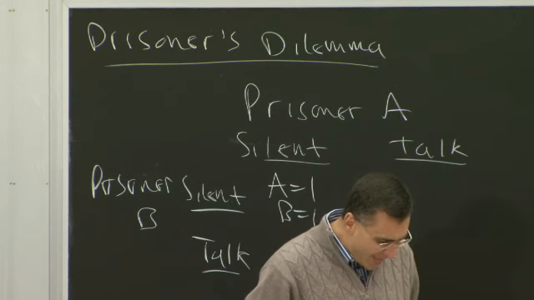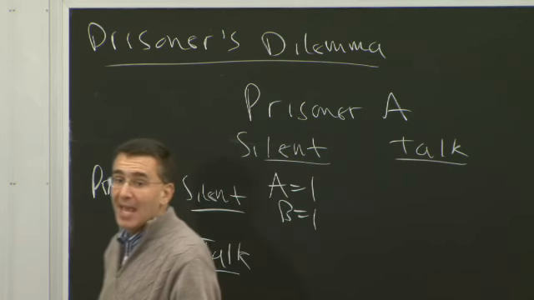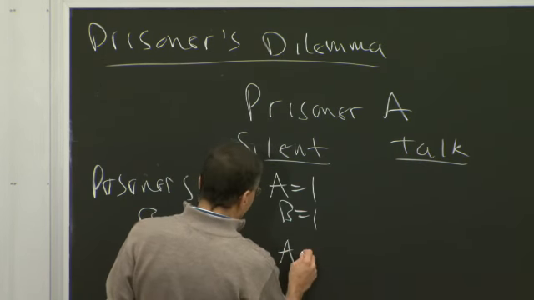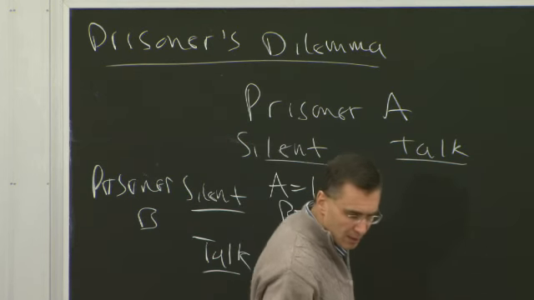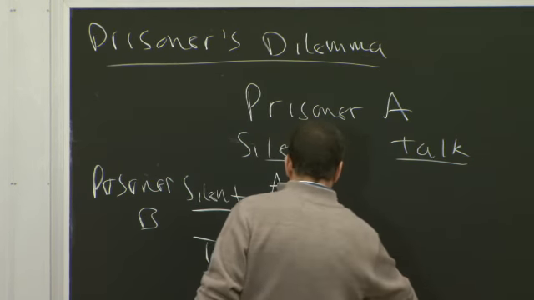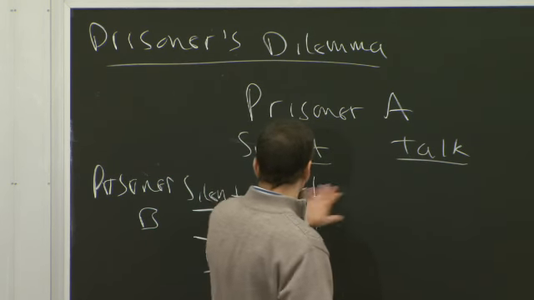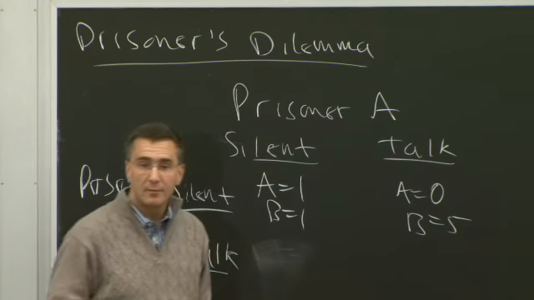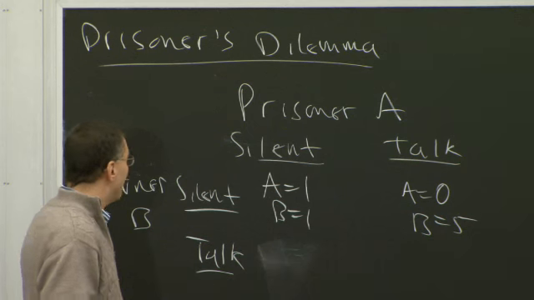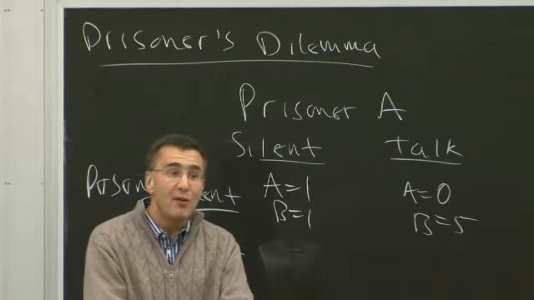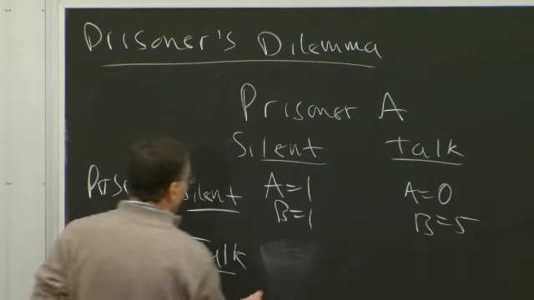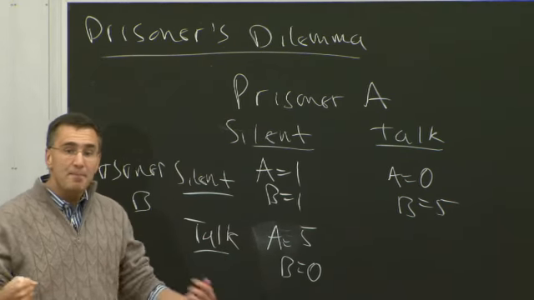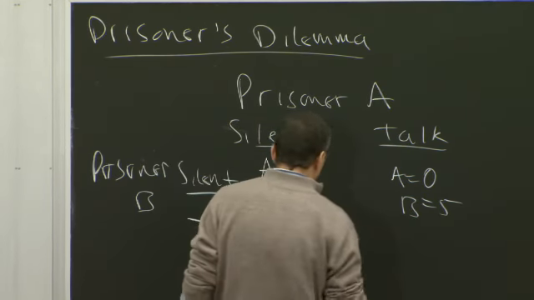However, if prisoner A rats out his buddy and prisoner B chooses not to rat out his buddy, so prisoner A talks and prisoner B remains silent, then A gets 0, but B gets 5 years in prison. On the other hand, if prisoner B rats out his friend, but prisoner A is true and doesn't say anything, then prisoner A is going to get stuck with 5 years, and prisoner B is going to get nothing. And if they both rat each other out, then they both get 2 years.